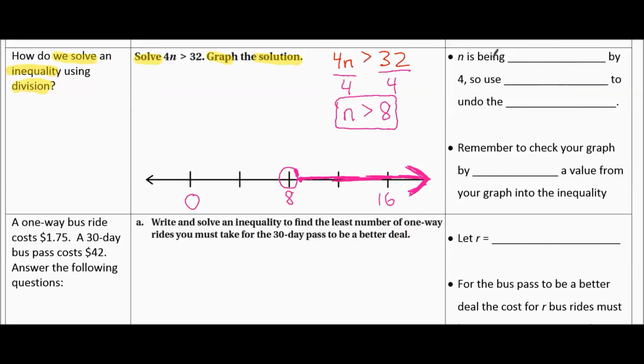Okay, what was being done to n at the beginning? N was being multiplied by 4. So what are we going to use? We're going to use division to undo the multiplication. Remember to check your graph by substituting. Oh, I've not left myself enough room.